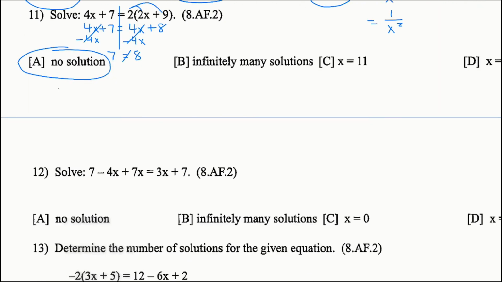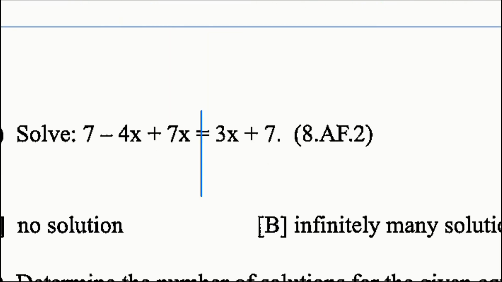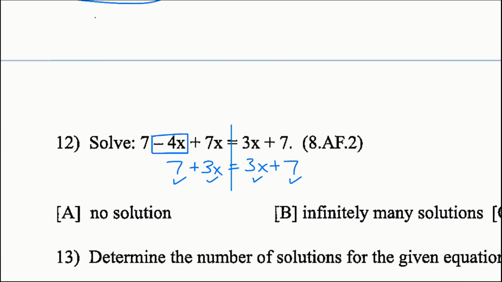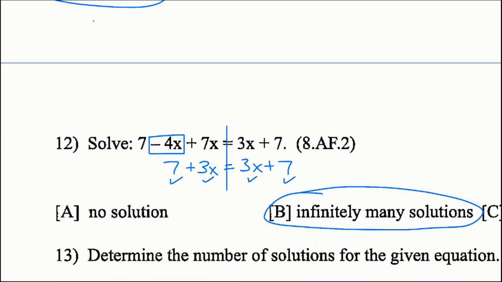Number 12. Okay, again, solving this as normal. This is a negative 4. When you take negative 4 plus 7x, you get 7 plus 3x equals 3x plus 7. At this point, I can tell you we have the same coefficients. We have the same constants. This is going to be infinitely many solutions on this one.